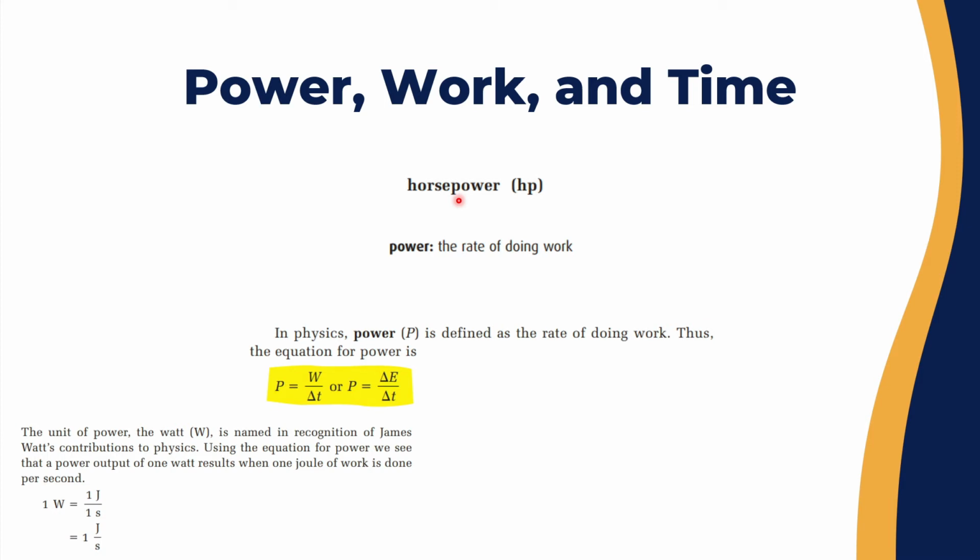Now, after that time, the power was given the unit of watt as a recognition for James Watt, who contributed a lot to physics and to the field of power transfer. And using the equation of power, we can see that a power output of 1 watt results from 1 joule of work done per second. So 1 watt equals 1 joule over 1 second. So 1 watt equals 1 joule per second.